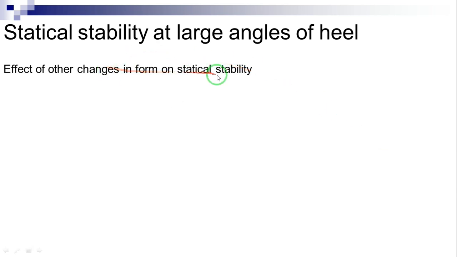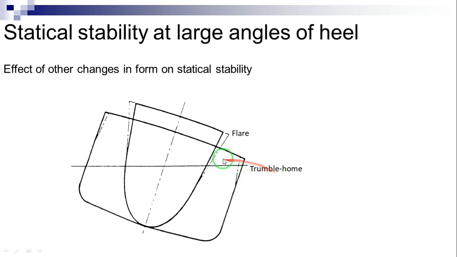Effect of other changes in form on statical stability. Tumblehome or flare above the waterline in the upright position, as illustrated in this figure, have effects on stability quite similar to a change in beam, except that the major effect on riding arm will be delayed until larger angles of heel are reached. Riding arms at the larger angles are increased by flare and decreased by tumblehome. Flare and tumblehome have no effect on metacentric height except for a small change in the height of the ship's center of gravity caused by differences in structure.